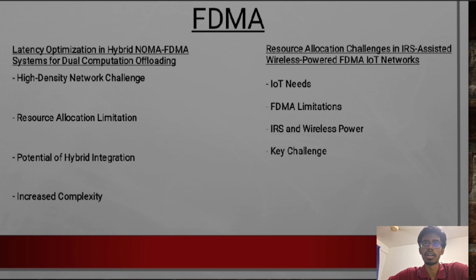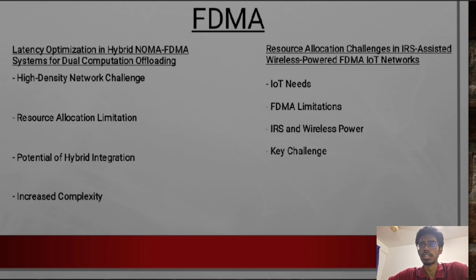As for the problem statement, for FDMA: latency optimization in hybrid NOMA-FDMA system for dual computation offloading. The first is the high density network challenge. Traditional FDMA systems face difficulty in achieving optimal latency in high density environments. Second, resource allocation limitation. Inefficient resource allocation mechanisms further exacerbate latency issues in such networks. The third will be the potential of hybrid integration. Combining NOMA with FDMA enables dual computation offloading, offering a potential solution to minimizing the latency. The fourth will be the increased complexity. The integration introduces challenges in managing interference and ensuring efficient resource allocation.